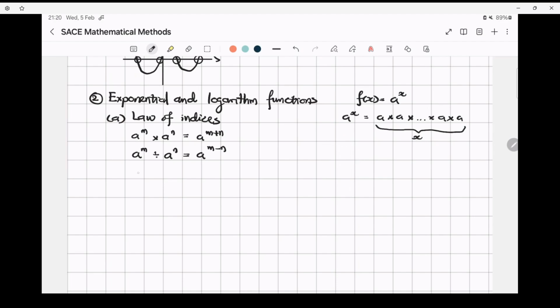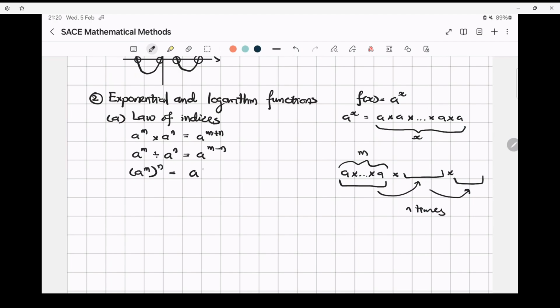So the third one, a power m power n again. So what will happen is you have a multiplied together m times, and then you repeat this whole thing n times. So this repetition is n times. Of course, this will become m multiplied by n.